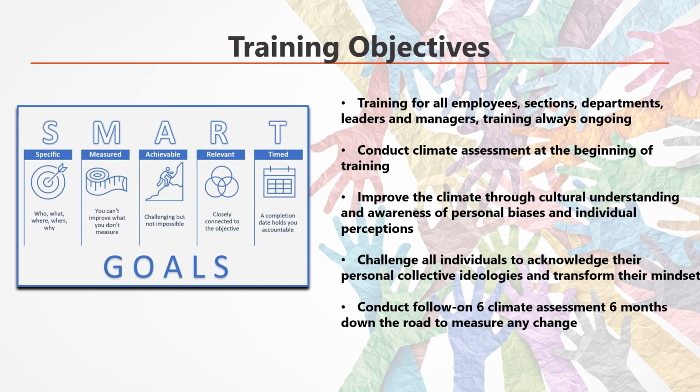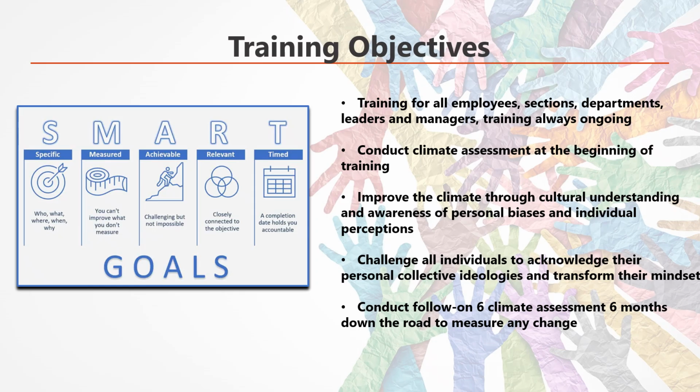What are the overall objectives? The objectives are for all employees to be trained, whether they're sections, departments, leaders, or managers. Training is always ongoing. How do you measure the success? Conduct a climate assessment at the beginning of the training to see where your current climate is at.